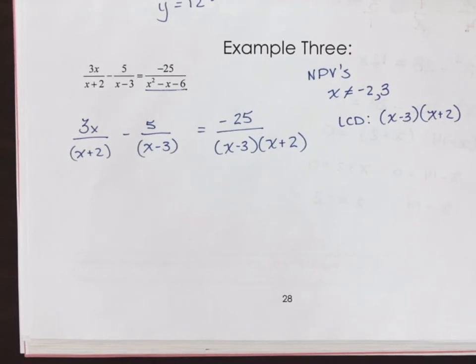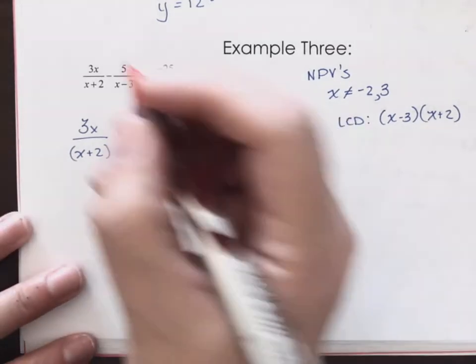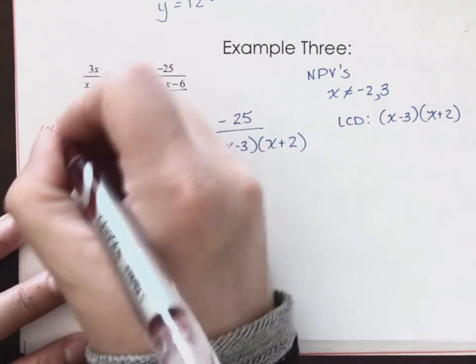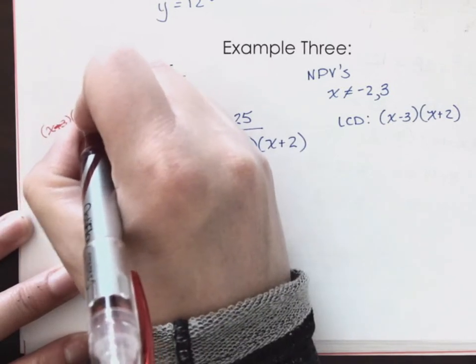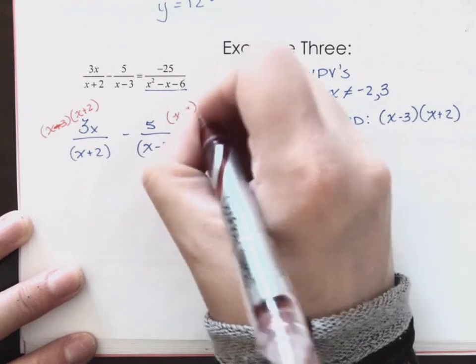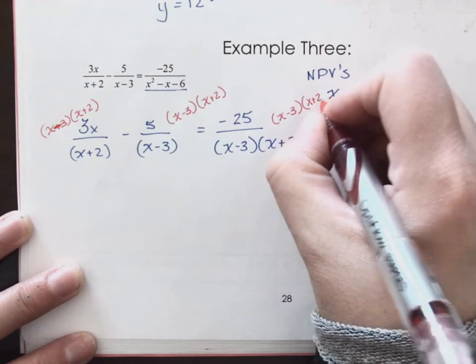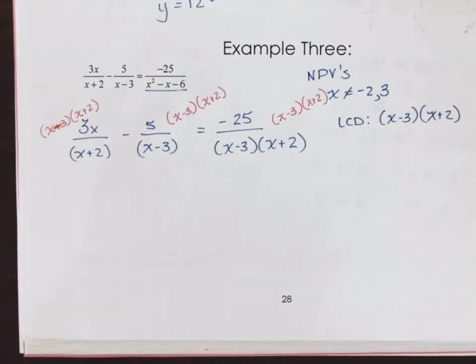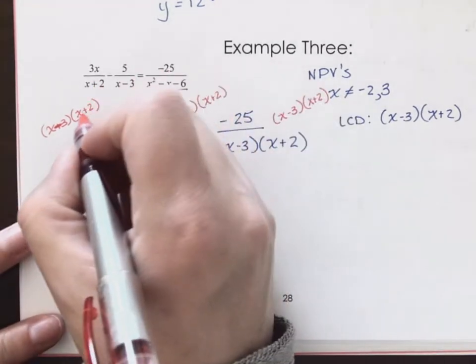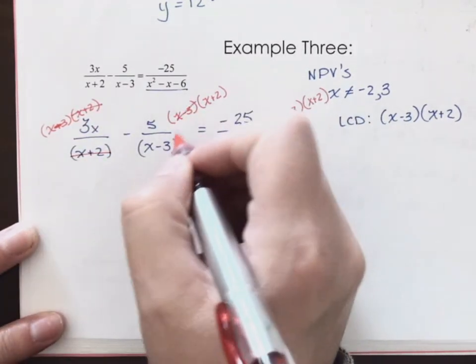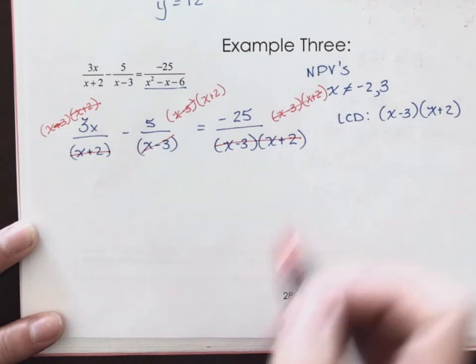And my next step after that, tops only, right? Multiply by tops only. So all the entire LCD, oh, that should be x minus 3, x plus 2. And now we're going to cancel stuff out. Our whole goal is to get rid of the denominator. So if by multiplying you didn't get rid of the denominator, then that's not going to work. So that's gone, that's gone, that's gone, that's gone. Those are gone, and that's gone.